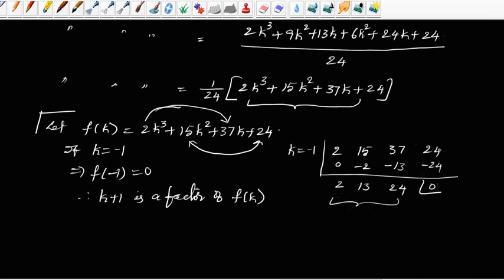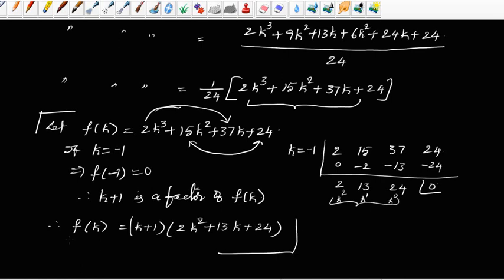How can you take the coefficient? The dividend is k cube, starting with degree 3. So if one of the factors is k plus 1, now the degree will start from k square, after that k, after that the constant. Therefore f of k can be written as k plus 1 into, what is the quotient here? 2k square plus 13k plus 24. This is the f of k.